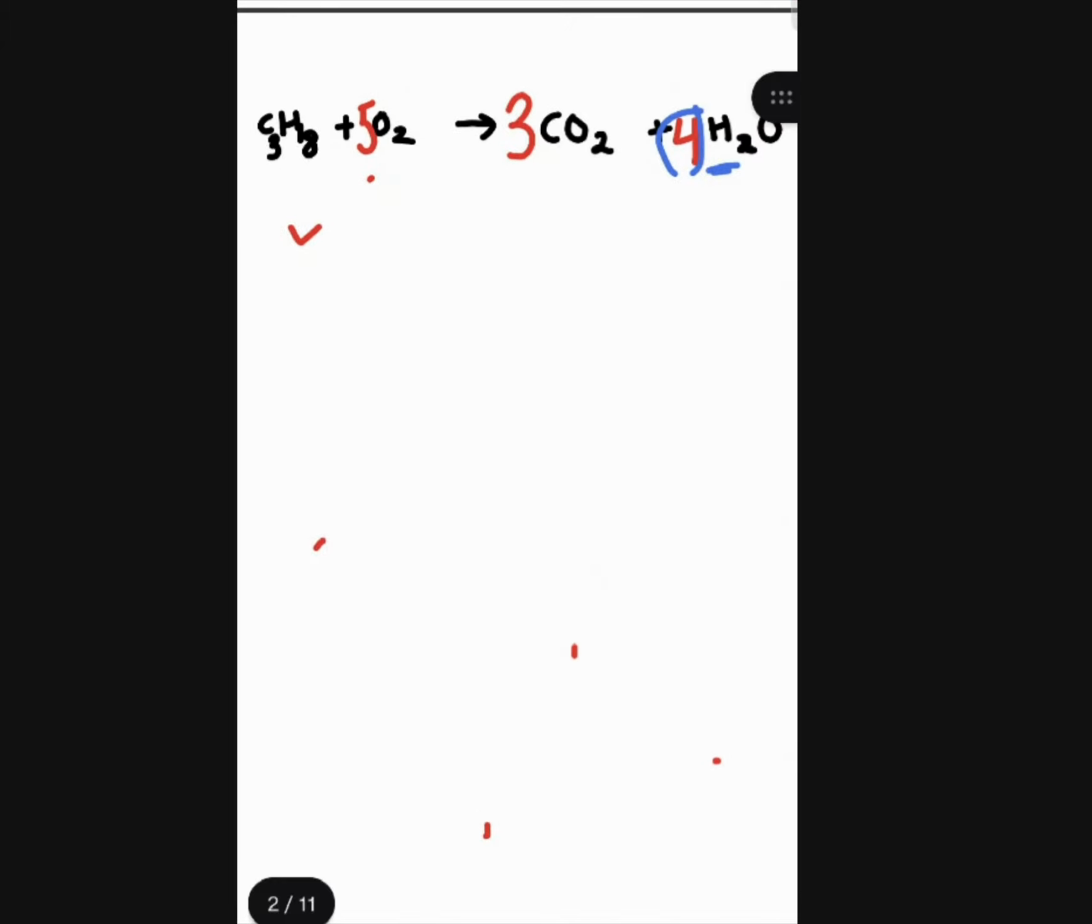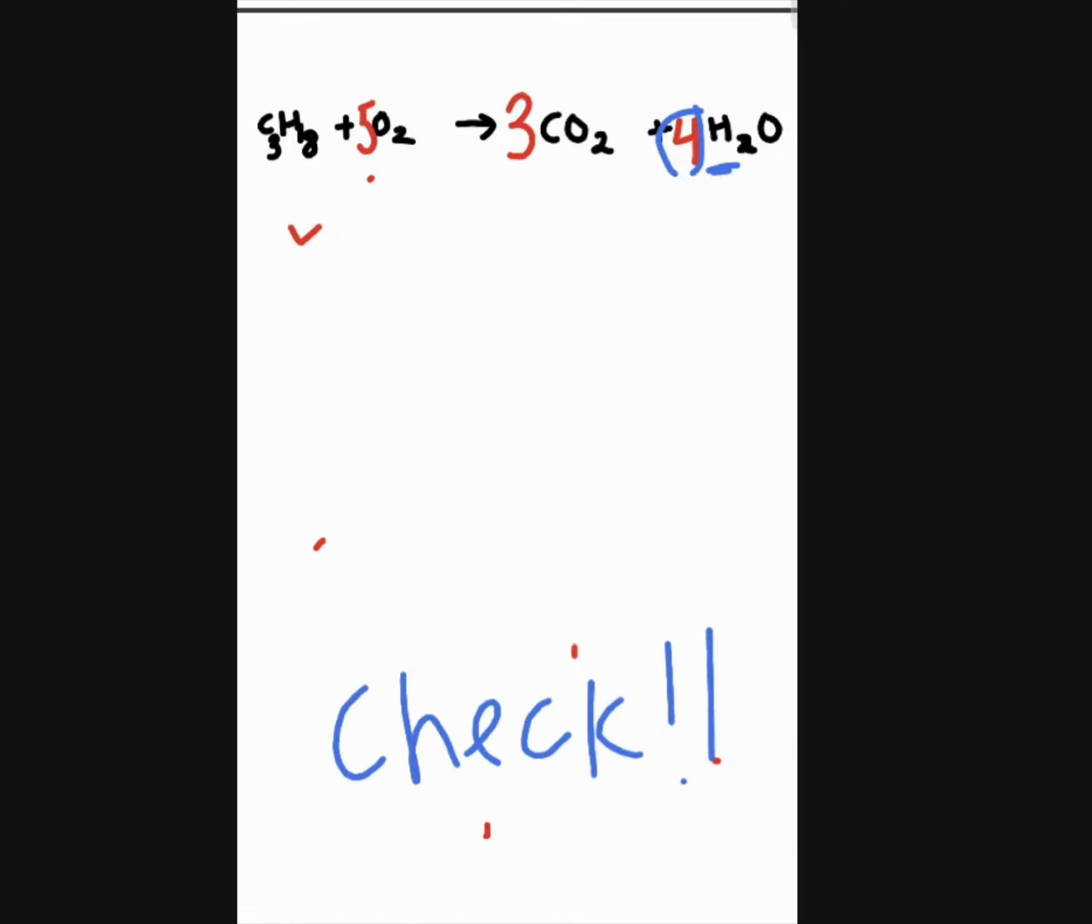Alright, if you have any questions, please let me know. But now we're coming on to the checking stage. Always check your equations. Checking is really, really important. Otherwise, you might miss the small keys. What I suggest is draw a line down the middle, using the arrow to separate it, and write down each element you have.